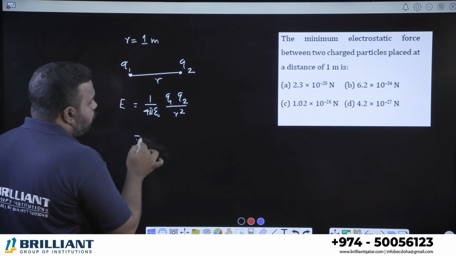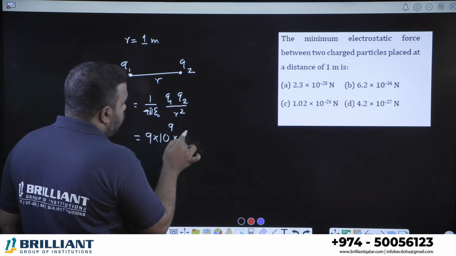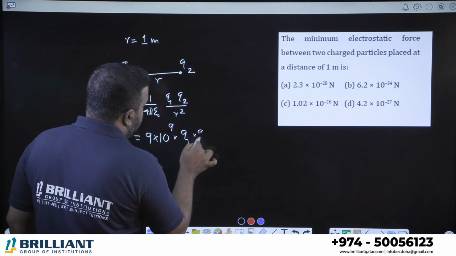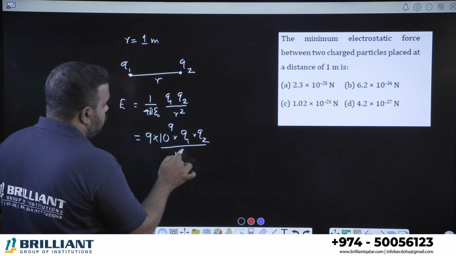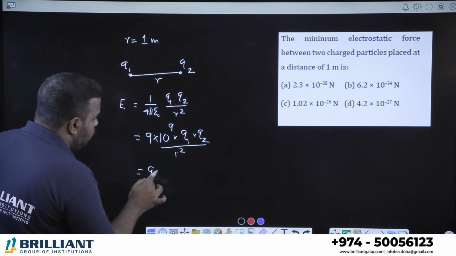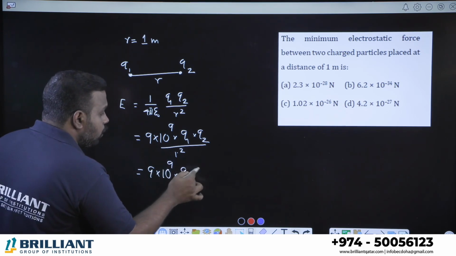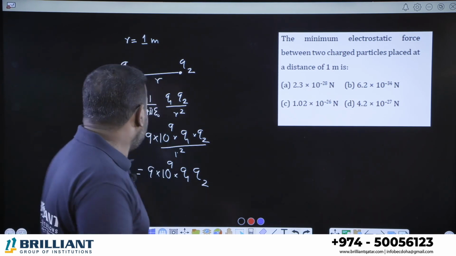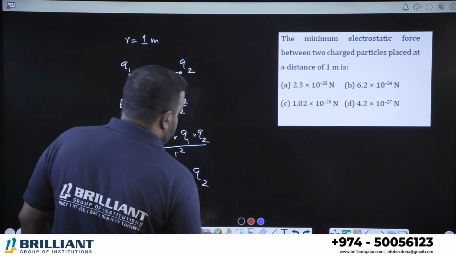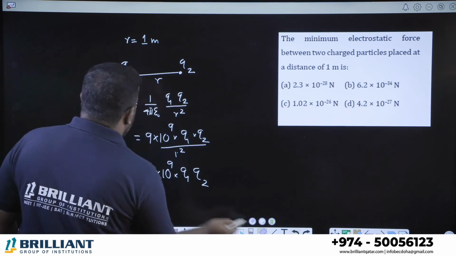The value of 1 by 4 pi epsilon naught is 9 into 10 to the power 9, you know that, into Q1 into Q2 divided by R square. R is 1 meter here, so R square is 1 square. So the result is 9 into 10 to the power 9 into Q1 into Q2. Sorry, this is the equation for force, not E. They are asking for the minimum electrostatic force, so it is not the field, it is a force, right? So F.